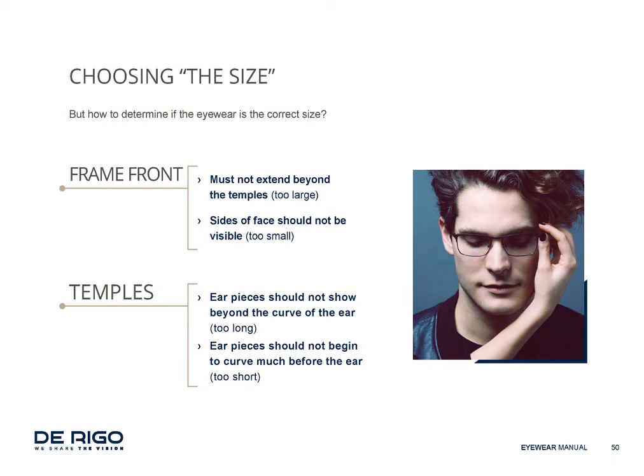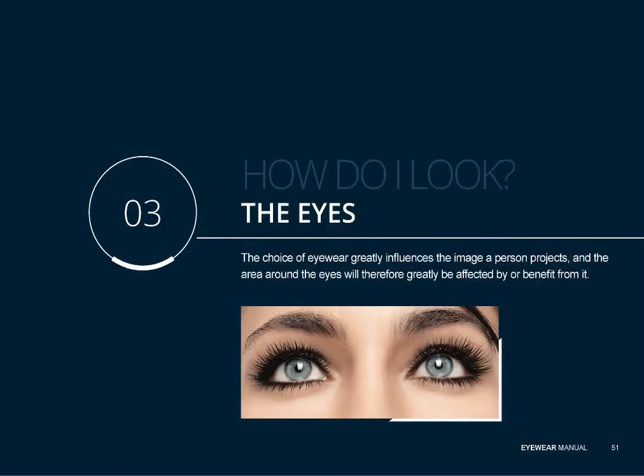Choosing the size. But how do you determine if the eyewear is the correct size? The frame front must not extend beyond the temples, and the sides of the face should not be visible. For the temples, the earpieces should not show beyond the curve of the ear, and should not begin to curve much before the ear.